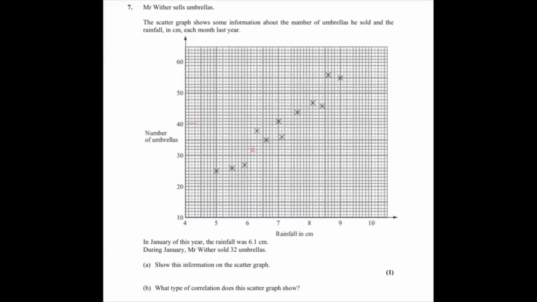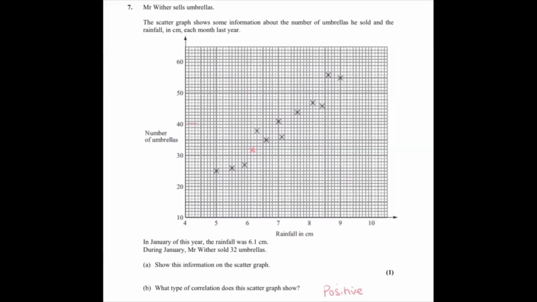Next, we're being asked what type of correlation it is. So the answer to that is positive. If your crosses have this sort of upward trend, then it's always positive. If the crosses were going down, then it would be negative.